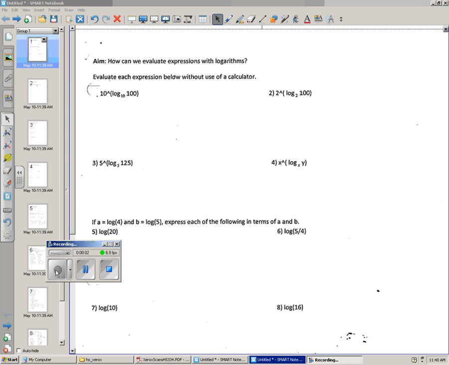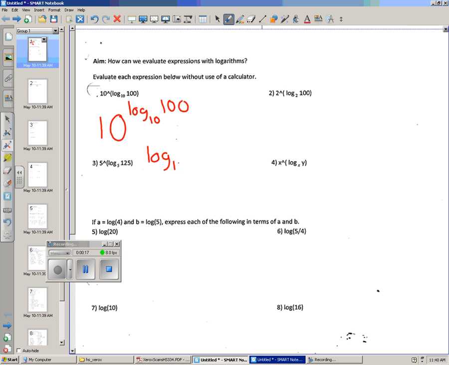Okay guys, so today we're going to look at how we can evaluate expressions with logarithms. So let's try to do the first couple questions. So we have 10 raised to the log base 10 of 100. So let's figure out what this is. Log base 10 of 100 equals some number. So 10 to the y is 100. So what's y? Y is really 2. So this really means 10 squared equals 100.